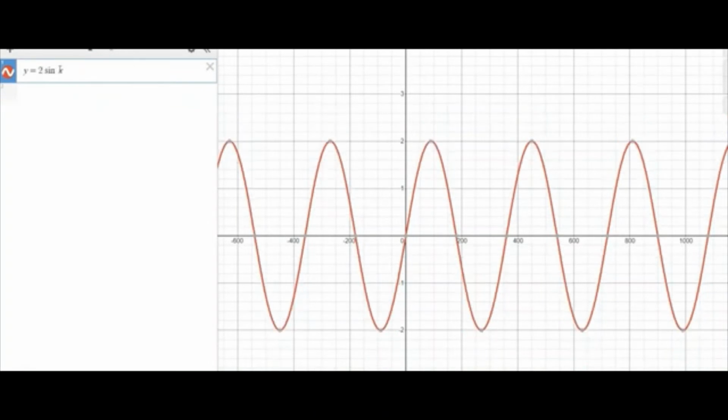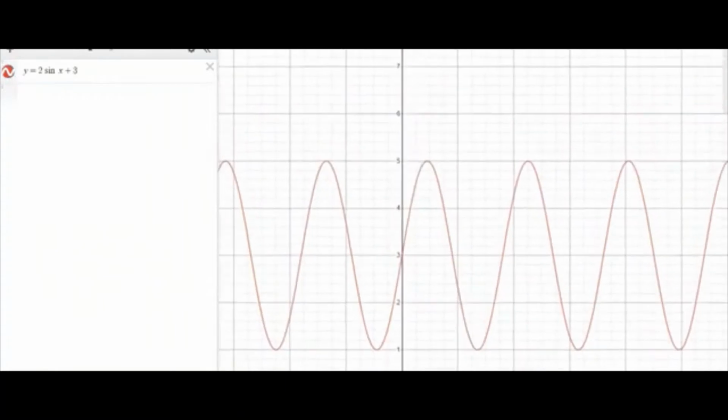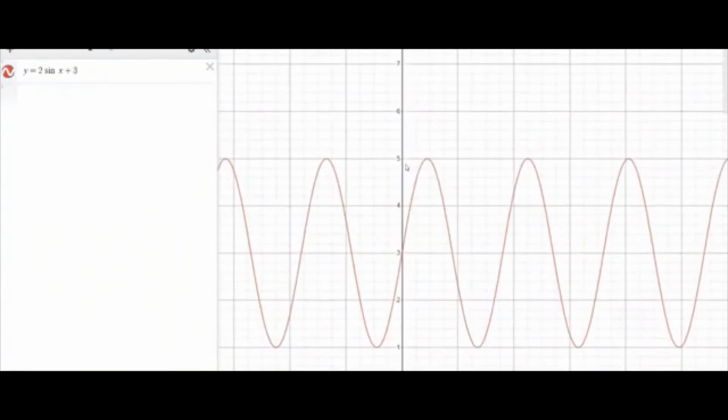So amplitude is 2 now. You can see that. Now if I add something to this, look, plus 3. Oh, what happened? The graph went up. Let's go there. Plus 1. How do we find the axis? 5 plus 1, 6 divided by 2, 3. So 3 is the axis.